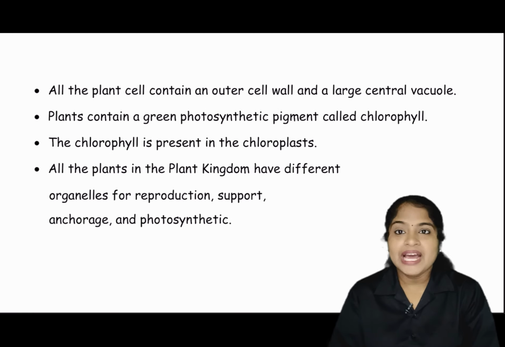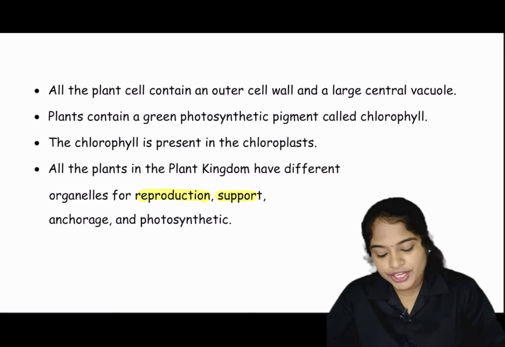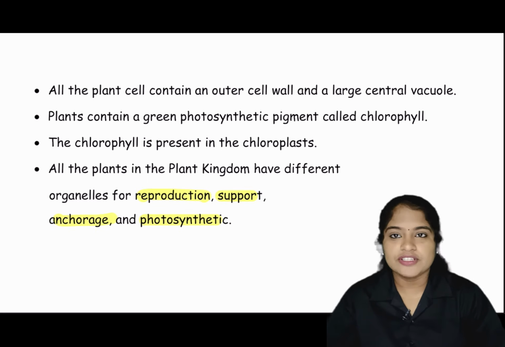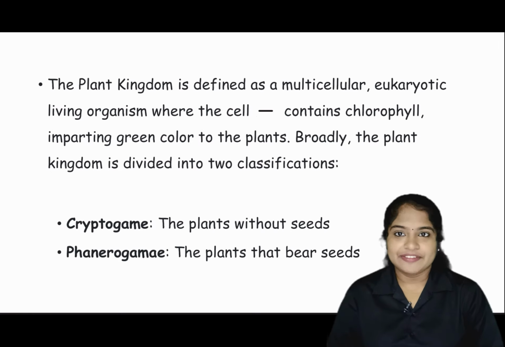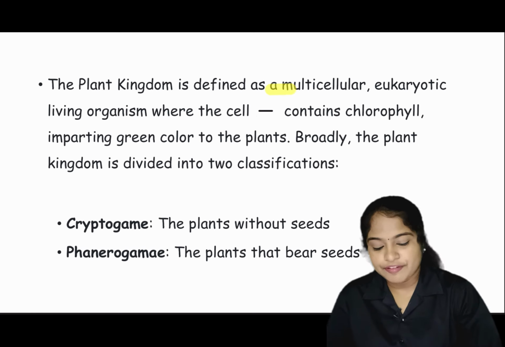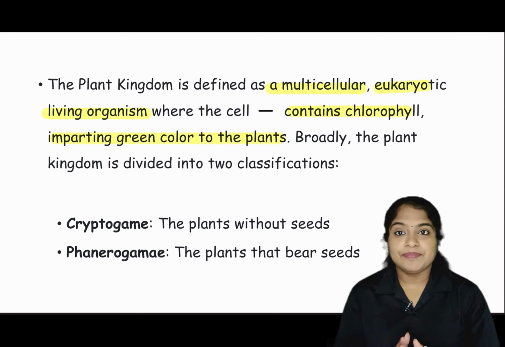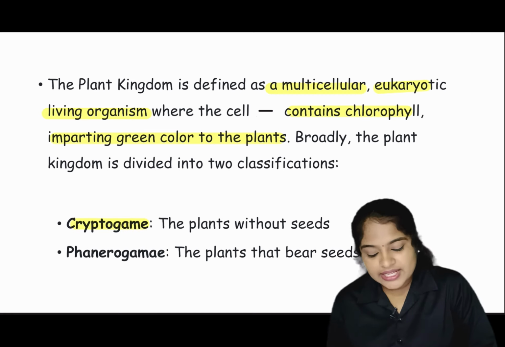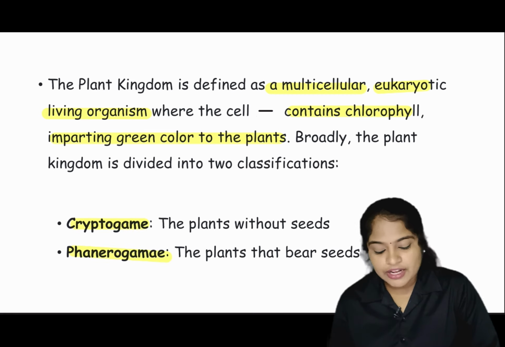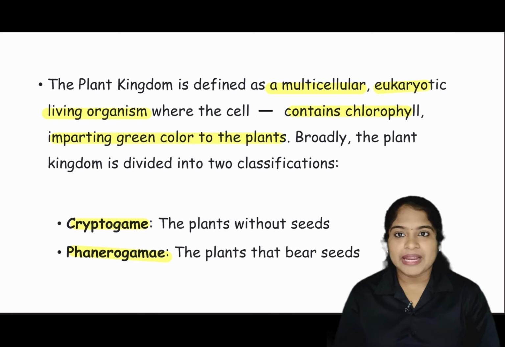Organisms in the plant kingdom have different cell organelles for reproduction, support, anchorage and photosynthetic purposes. So how can we define the plant kingdom? The plant kingdom is defined as multicellular eukaryotic living organisms where the cells contain chlorophyll imparting green color to the plants. Now we can broadly divide plants into 2 major categories. One is cryptogamy and the other one is phanerogamy. Cryptogams are the plants which do not produce seeds, and phanerogams are the plants which can produce seeds.